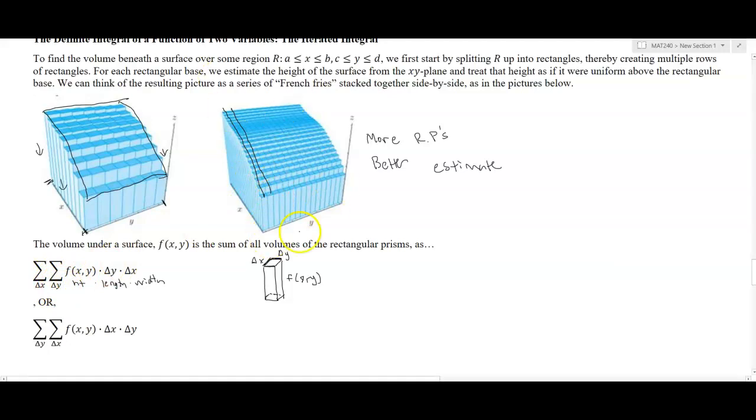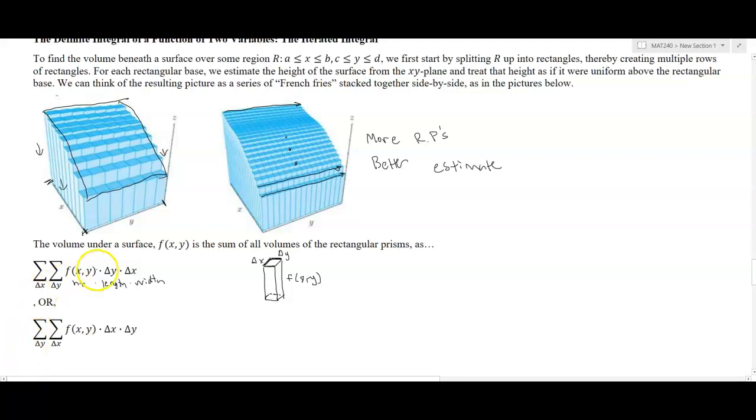Oh, I'm sorry, we have this backwards. This is the y-axis. Let me try that again. So we're going to do all the delta y. So y goes in this left to right direction. So we're going to add together the volumes of these French fries in this order. We're going to go in this direction, add up all of those, then move to the next row, add up all of those volumes, and then we're going to end up adding all the way to the back row, adding up those volumes as the final row.